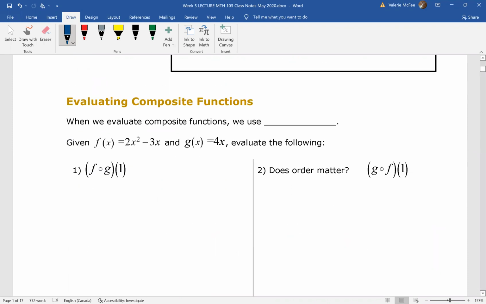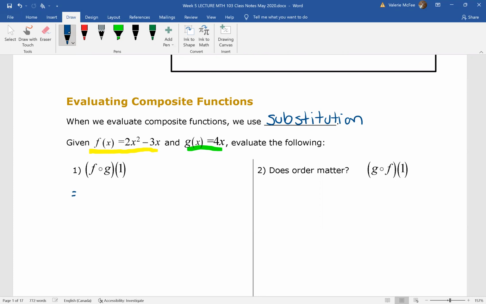Let's try evaluating some composite functions. Remember that we're using substitution. And I think the substitution is often the most difficult part of composite functions. So we have two functions here, f of x, 2x squared minus 3x, and the g of x, 4 times x. We're looking at f composed with g of 1.